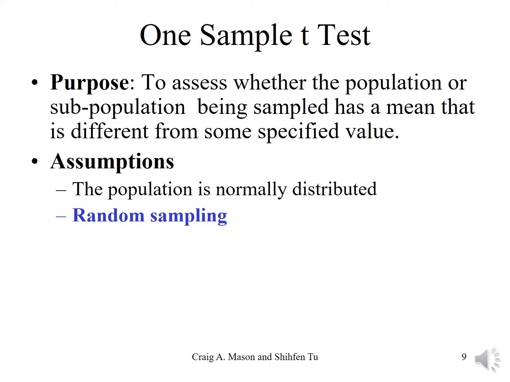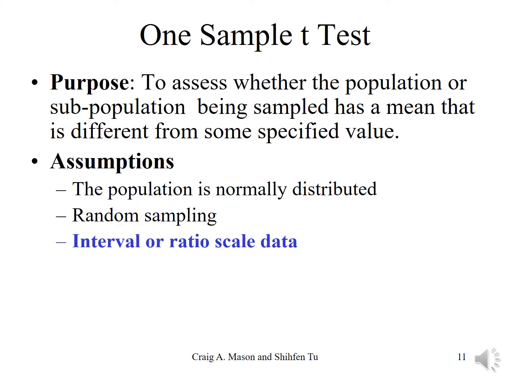A second assumption is that the data reflect a random sample. Basically, everyone in the population needs to have the same chance of being in the sample. Otherwise, the sample can end up being biased in one way or another.